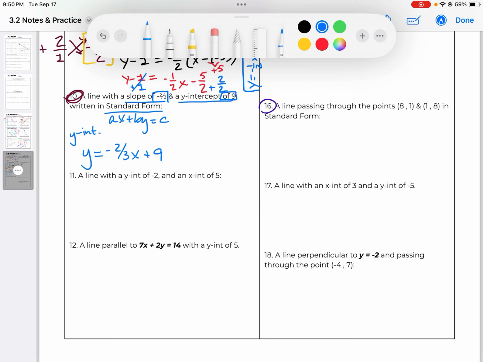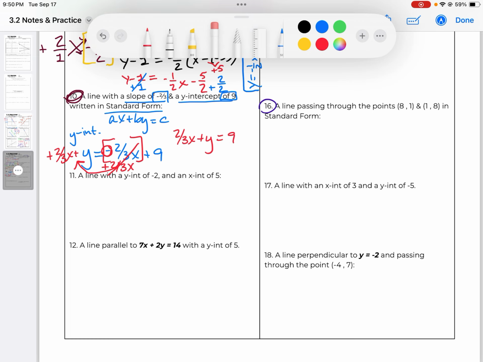And then to get it to standard form, I just need to take this x value and move it to the other side. So right now, since it's negative, those are actually a little easier because I can just add 2/3 x to both sides. And so what I end up with is 2/3 x plus y equals 9.